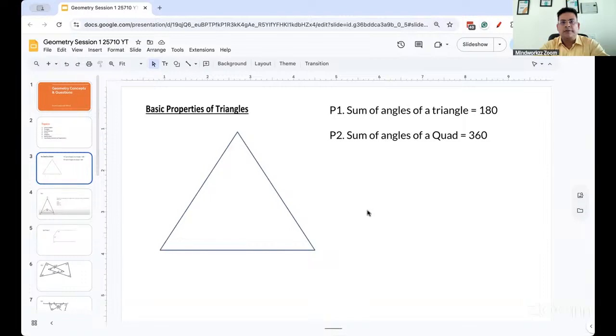So the first and the most important property around which most of the questions you will solve is the sum of angles of a triangle is 180 degrees. So if this is the triangle ABC, the sum of all the angles is 180 degrees.